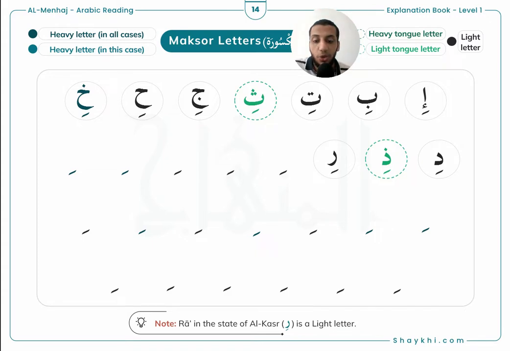So here is an important note: a Ra in the state of Al-Kasr will be a light letter. We said in Al-Fath, when we discussed Al-Huruf Al-Maftuha, that a Ra that has Fatha is a heavy letter in this case. But a Ra that has Kasra is a light letter. So Re.